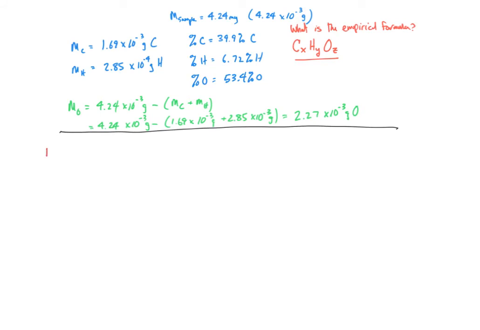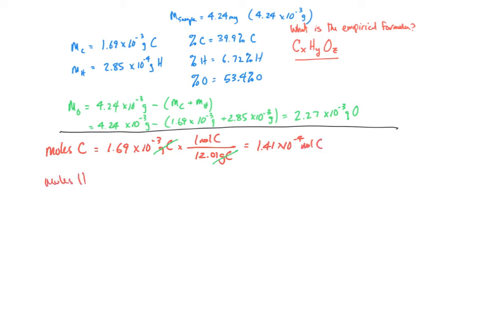We need to find the number of moles of carbon, hydrogen, and oxygen. Let's start with moles of carbon. 1.69 times 10 to the minus 3 grams carbon times 1 mole of carbon for every 12.01 grams of carbon. Grams cancels grams, and that's going to give me 1.41 times 10 to the minus 4 moles carbon.